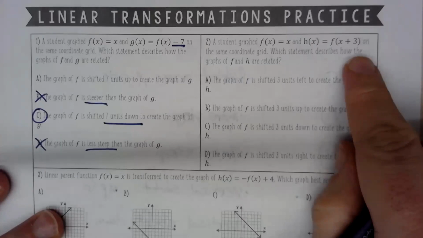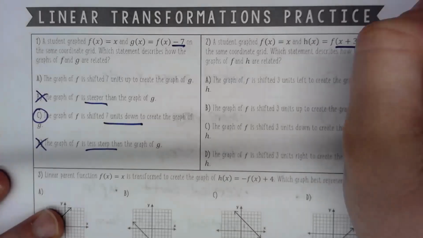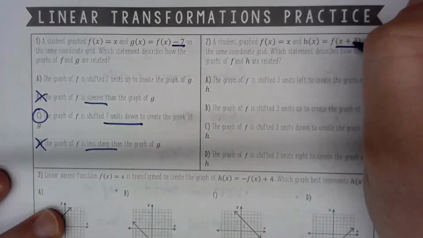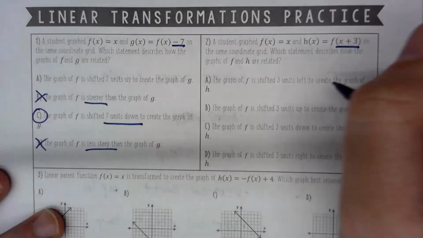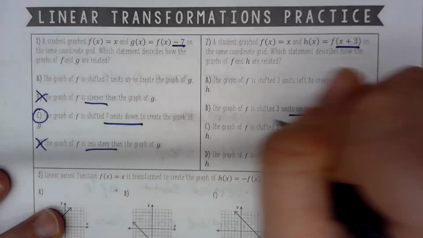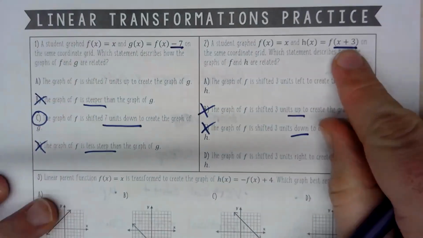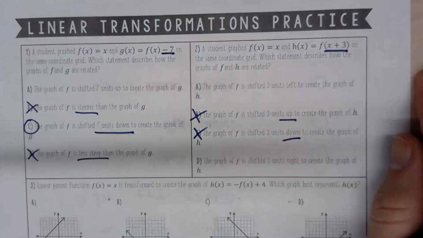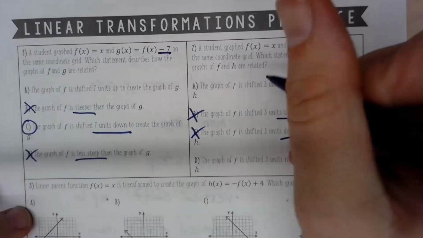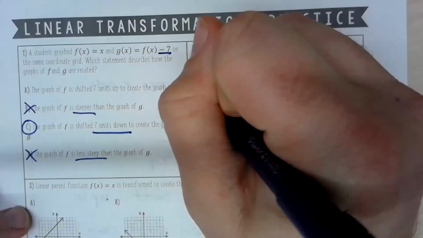Number 2, I have x plus 3, but it's inside my parentheses. Inside is horizontal, so it's either got to be left or right. So I know it's not up, and I know it's not down. So in my head, +3 is to the right, but I got to remember, it's the opposite. So it's actually left.